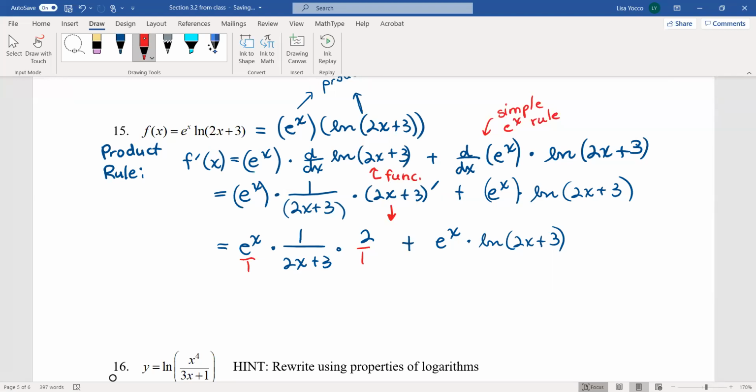where I just wrote those ones, if you think of those over 1, then you can actually multiply those three fractions together. The rule is multiply all the numerators, so that would be 2e to the x. And then 2x plus 3 is the denominator. And that's about it. Kind of a complicated looking answer, but that is the answer.